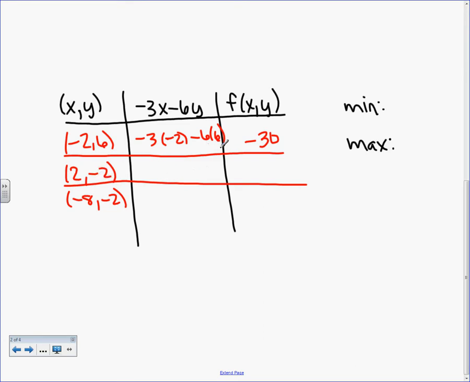Okay, do you have to fill this in or no? No, you don't have to. If it helps you, great. If not, I don't really care. You can skip to the end.